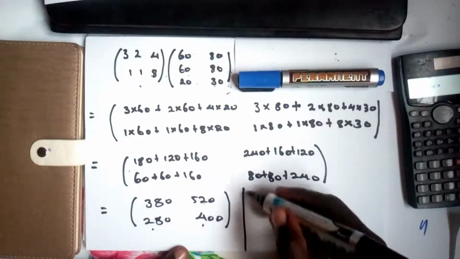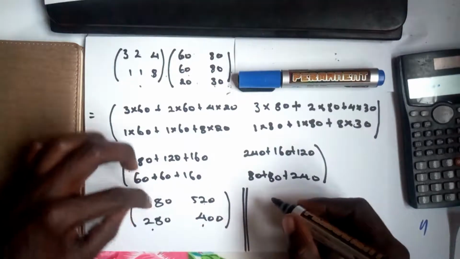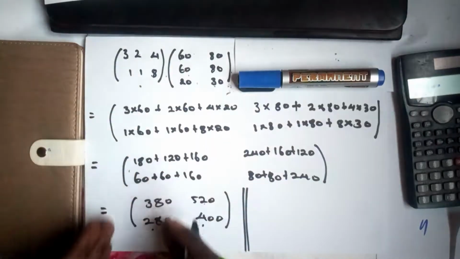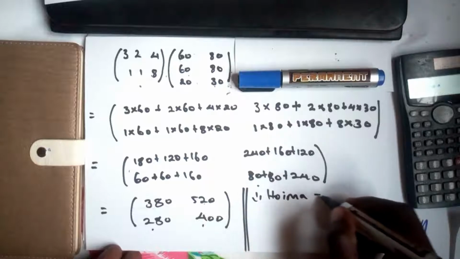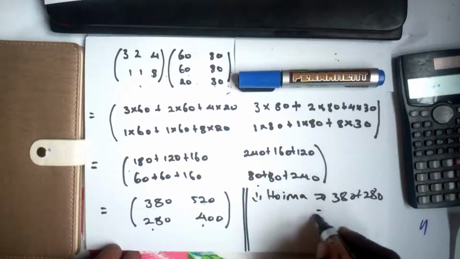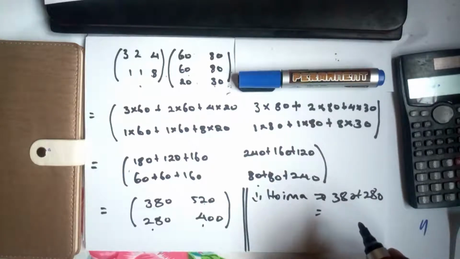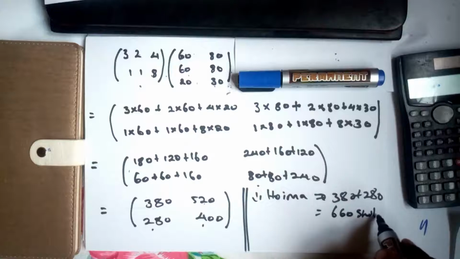So the question is telling us to find the cost of the items in Hoima, meaning that to get Hoima, we are just going to take the column for Hoima and add it. So for Hoima, we are going to have 380 plus 280. The cost of items, they are not specifying whose items, so what we just do is get the column for Hoima and add it together. So we shall have 660 shillings.